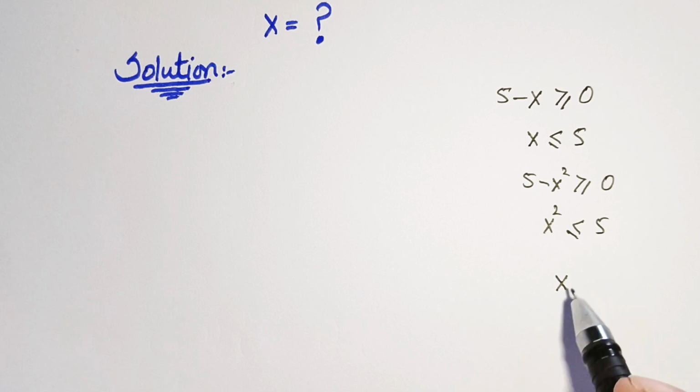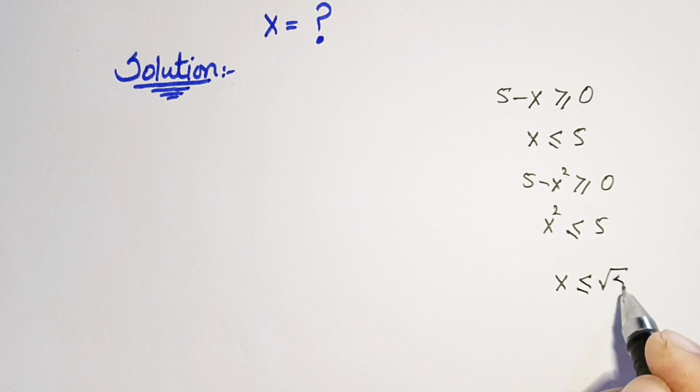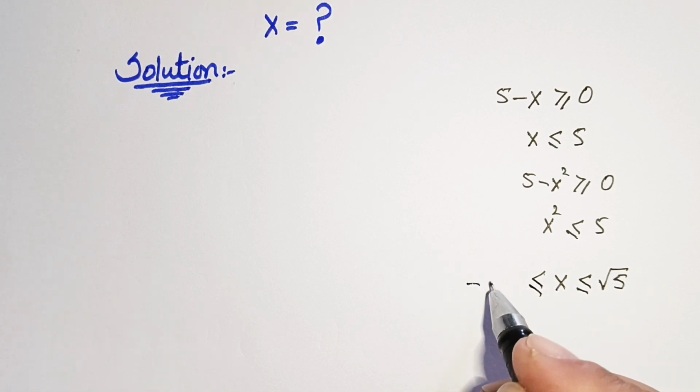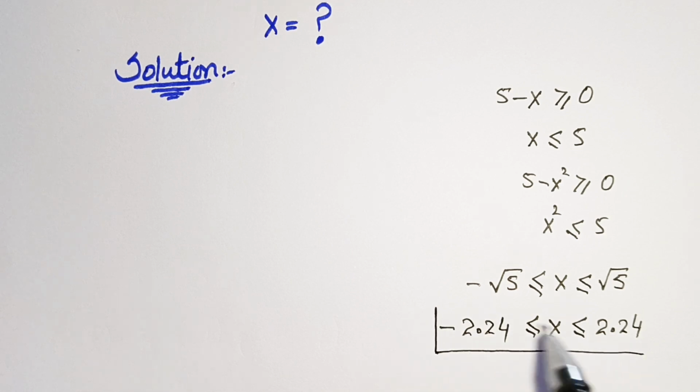So we just write that x is less than or equal to square root of 5, and similarly x is greater than or equal to minus square root of 5. So by simplification, the square root of 5 is approximately 2.24, so x is less than or equal to 2.24, and x is greater than or equal to minus 2.24. So it means that the value of x is valid in this range.